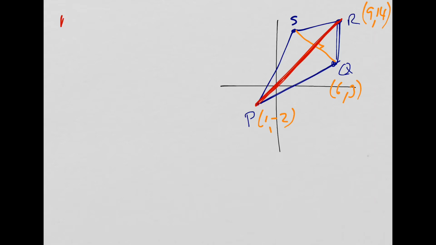Well, we're going to work out the gradient of PR, because we can get that by using the gradient formula. And then we're going to use that gradient, and then either P or R in the formula y minus b equals m(x minus a). Shouldn't be too difficult.